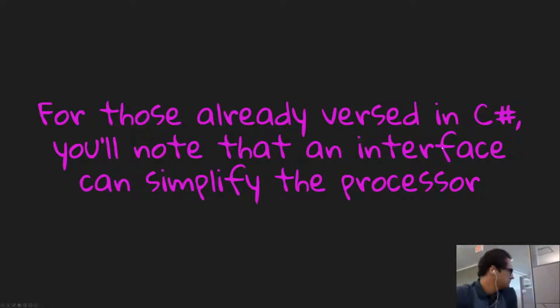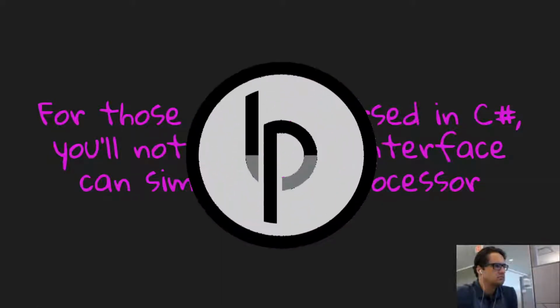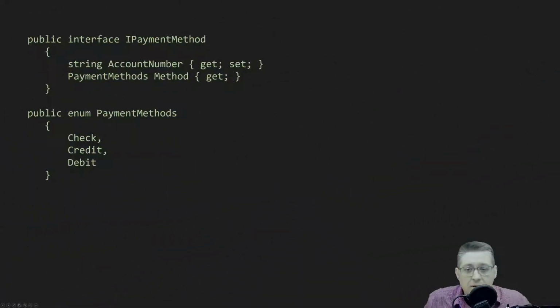We take this a step further, you can notice that we should be able to further simplify the payment processor by doing a C sharp thing called building an interface. So here's our interface. We define a payment method. One thing we had in common among all the different types, the check, the credit card, the debit card, was an account number. So we'll go ahead and put that in the interface.